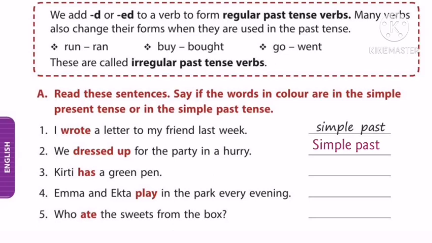Next sentence. Kirti has a green pen. Here the verb is has. It is in simple present tense.